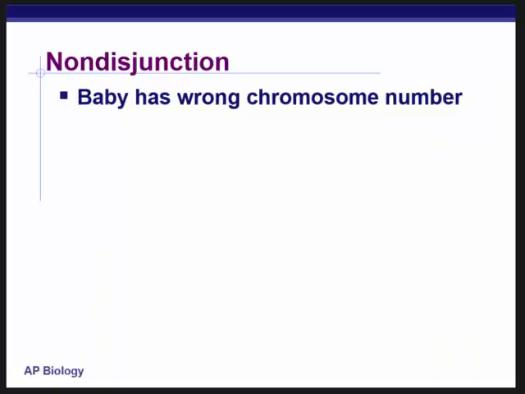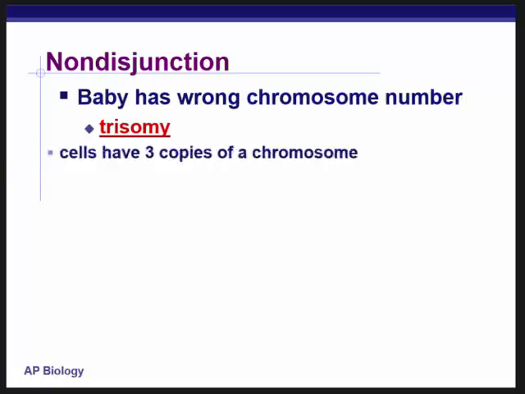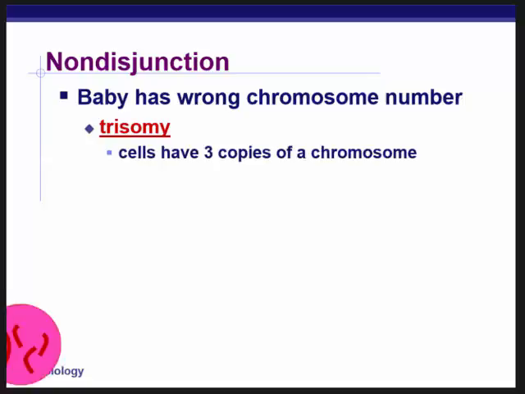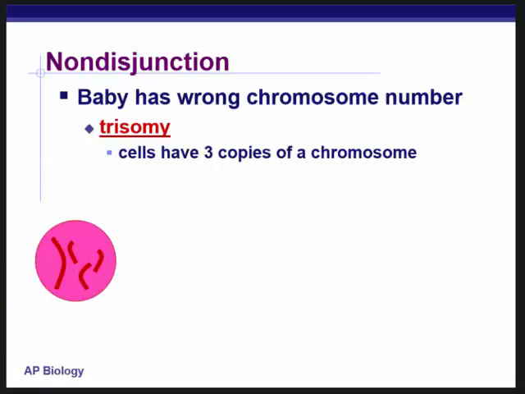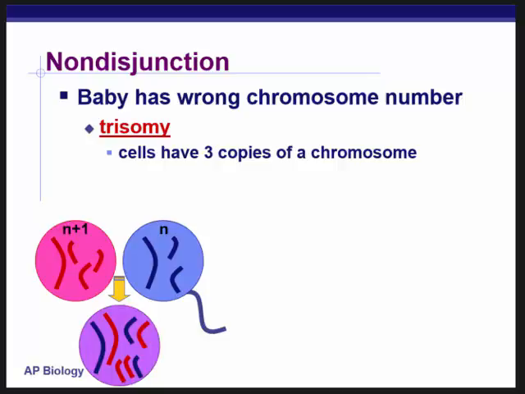So if the baby has the wrong chromosome number, that's either called trisomy or monosomy. Trisomy is when the cells have 3 copies of a chromosome instead of just 2. So here is an example of an egg that has too many of a certain chromosome and a sperm that's normal. When they come together, the baby ends up with an extra of that type of chromosome.